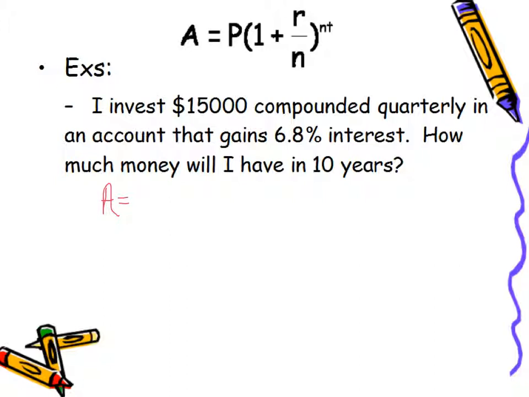P is the principal. That's the initial investment. So that was $15,000. 1 plus R is my interest rate, written as a decimal would be 0.068, divided by the number of times it gets compounded in a year. And since it says it's compounded quarterly, that means I will compound it 4 times a year. And then I take that to the 4 times, and we're leaving it in there 10 years.